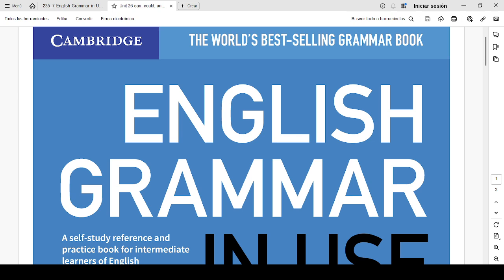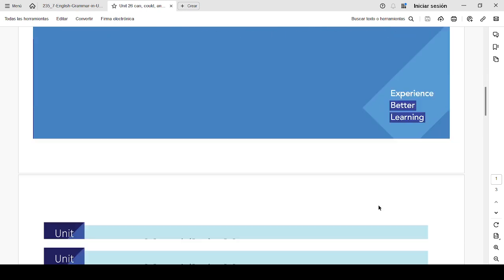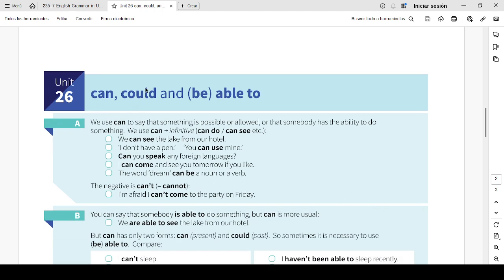In this topic, we're going to cover an interesting topic. Let me introduce it: the topic is can, could, and be able to. What's the difference between these modals and verbs? So, let's start.